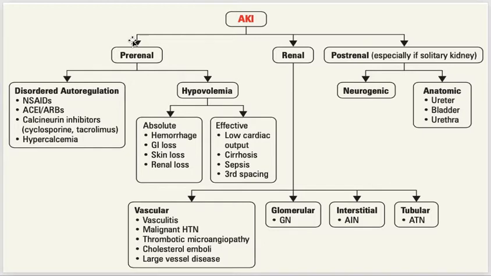So pre-renal, of course, is when there is less blood supply to the kidney. It could be due to hypovolemia or due to disordered autoregulation. Hypovolemia causes are very, very easy. It could be decreased vascular volume, like hemorrhage, GI losses, skin losses, and renal losses. It could be due to low cardiac output, like shock, or myocardial infarction, though it is not written here, of course, that is also a cause.